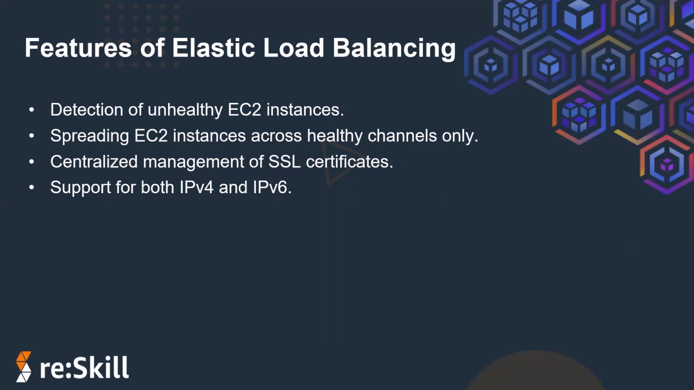And according to the features of elastic load balancing, the first thing, as I said in how elastic load balancing works, is that it will easily detect an unhealthy EC2 instance. The second one is that it will easily spread the traffic across healthy instances only, so that we can have application availability at the maximum, 100 percent. And also it centralizes the management of SSL certificates. We can easily integrate AWS Certificate Manager, so that we can offload the encryption and decryption part to the load balancer itself. And the main thing is that it supports both IPv4 and IPv6 as well.